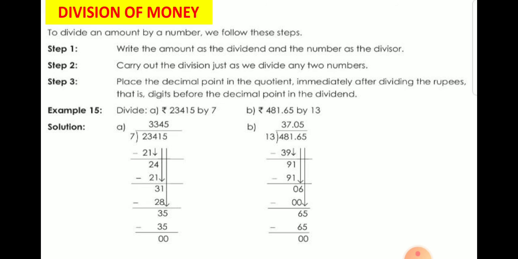So we got 65. Again we will find such a multiple of 13 that should be either equal to 65 or less than 65. So yes, we know 13 5s are 65, and so 5 will be placed in the quotient and 65 will be subtracted from 65, leaving remainder 0. So your answer is rupees 37.05 or 37 rupees and 5 paise.